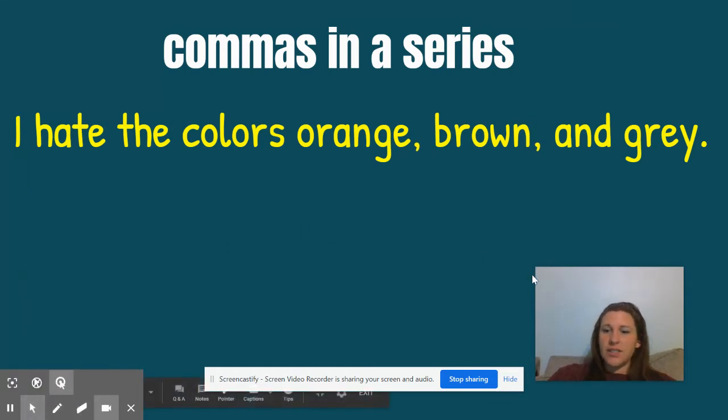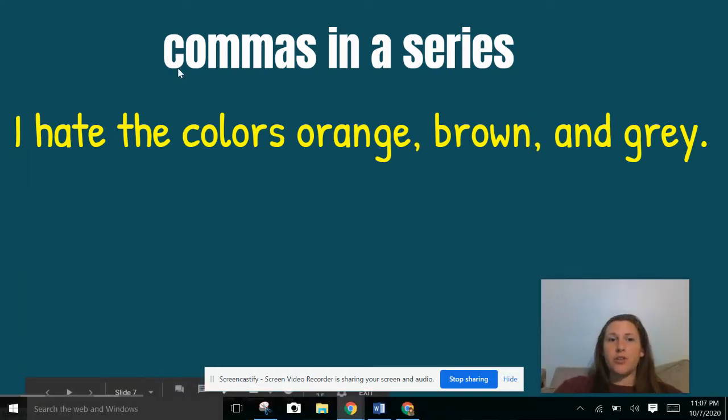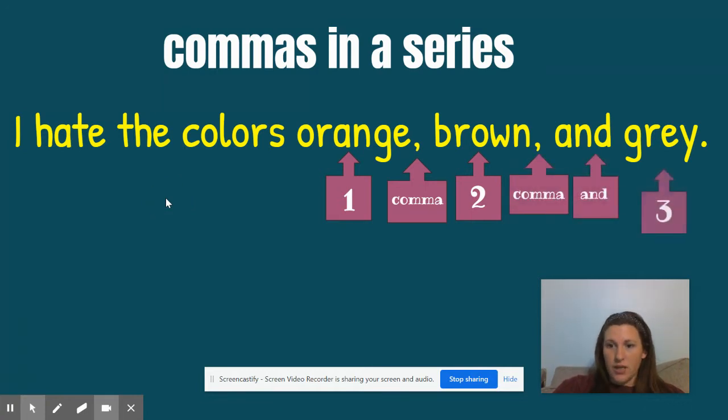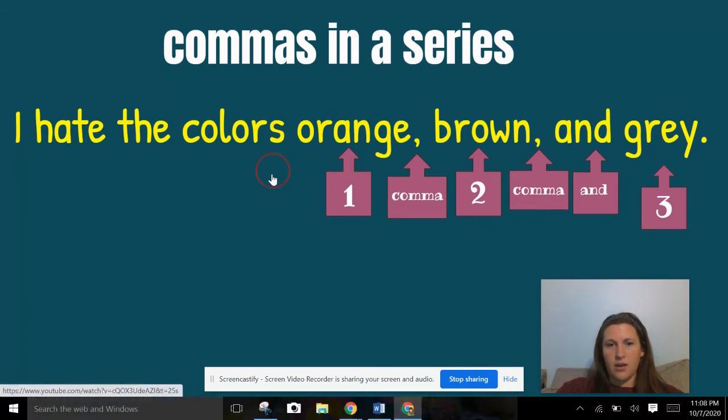So let's sing our little saying again, and I'm going to show you a little visual that might help you. 1, comma, 2, comma, and 3. So find that list of things in your sentence and then check to see if you've written it correctly by saying 1, comma, 2, comma, and 3.